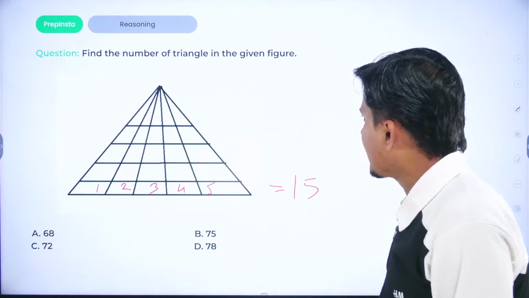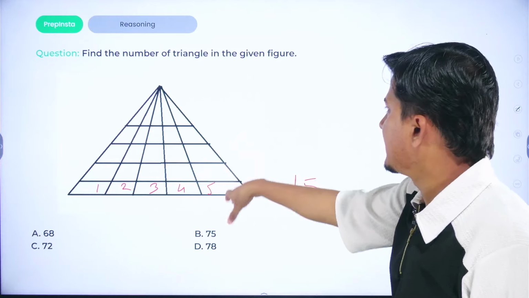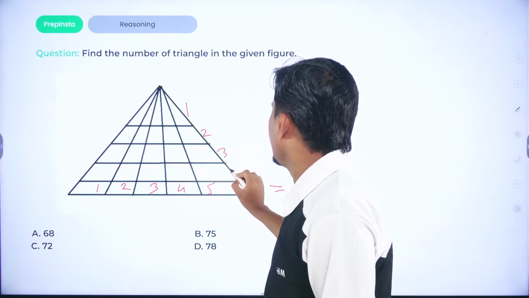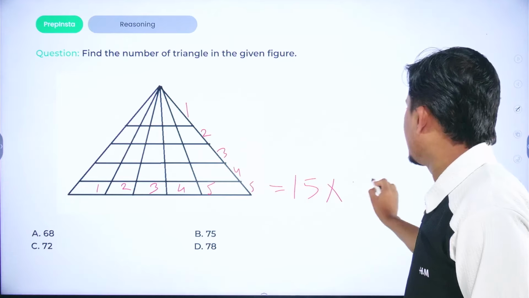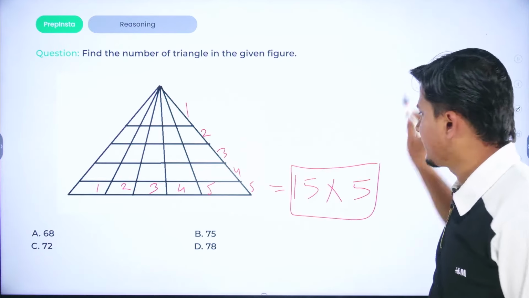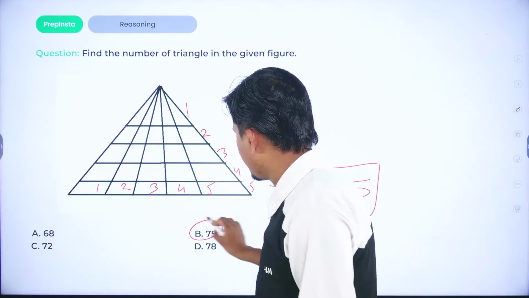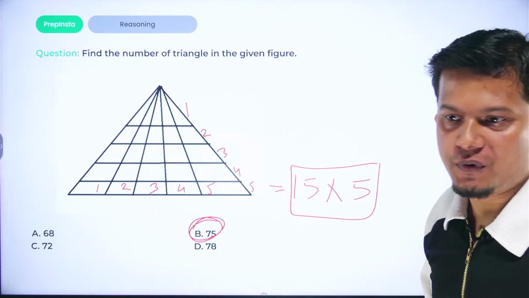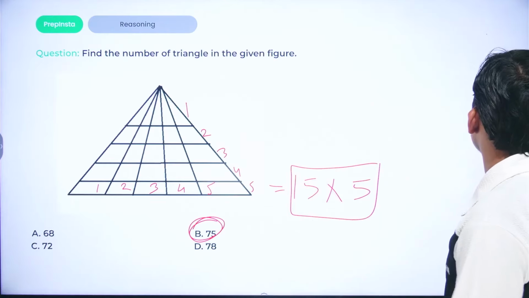Now let us check in how many sections they are being further divided in the form of horizontal. So we have 1, 2, 3, 4, 5. So we need to multiply 15 into 5. So the total number of triangles will count up to 75. That is the perfect approach to approach these types of questions.